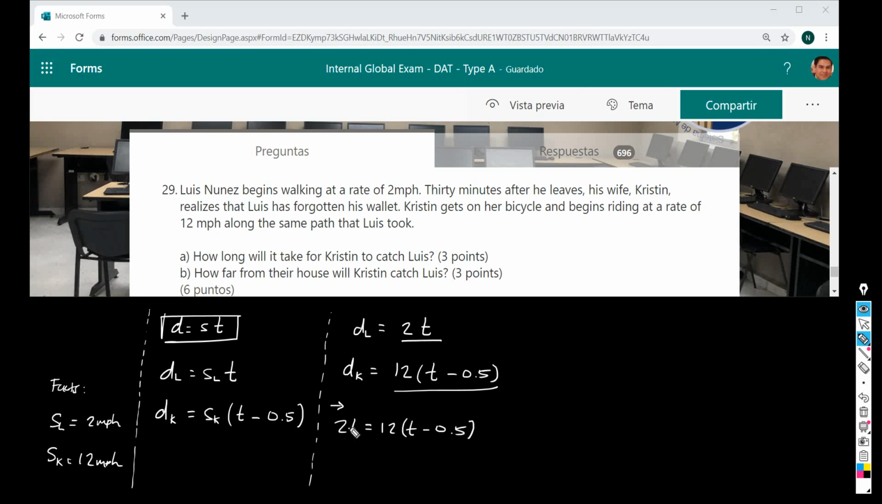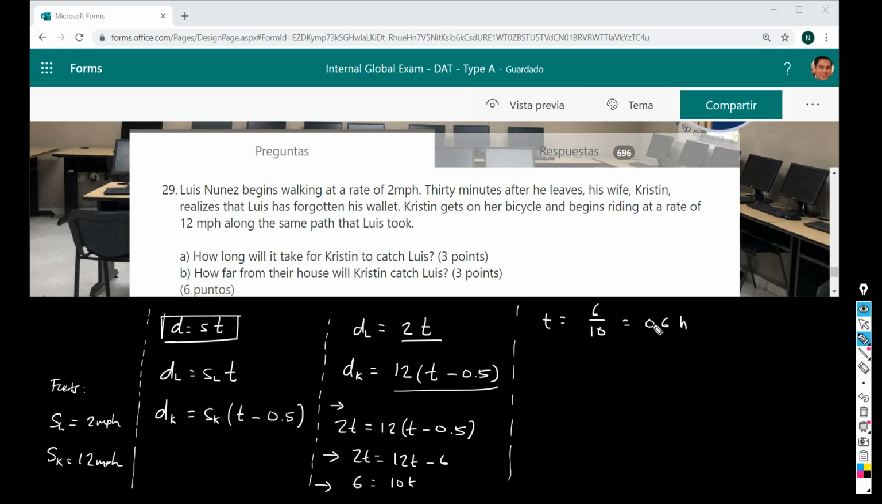Okay, like that, and therefore I solve this equation. Then this is 6 equals 10t, and finally time equals 6 over 10, which is 0.6.